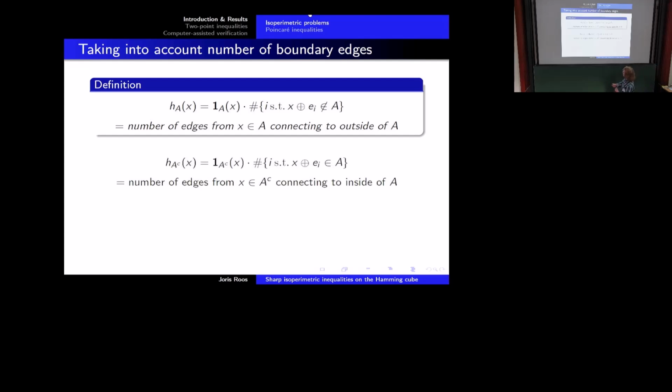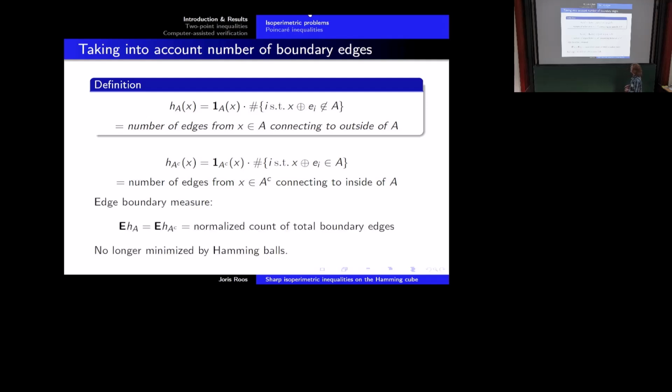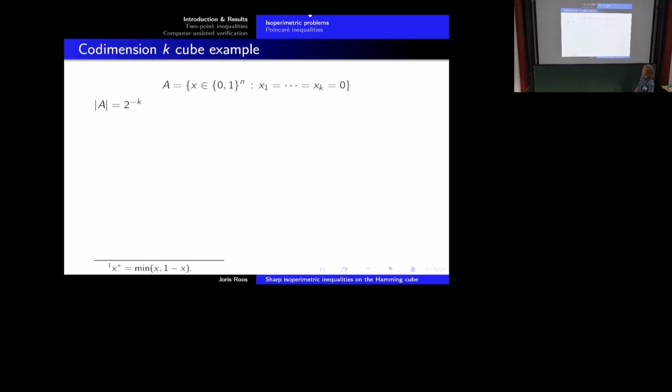Similarly, we could be looking at the same situation from the outside, and if we take expectation, then no matter if we take h_A or h_A complement, we get the normalized count of the total boundary edges. So we're just counting all the boundary edges. And this is no longer minimized by Hamming balls. A different kind of example comes in here. So let's look at codimension k cubes. What is a codimension k cube? I take all the bit strings of length n and I fix k coordinates and I set them equal to 0. This is a subcube, right?